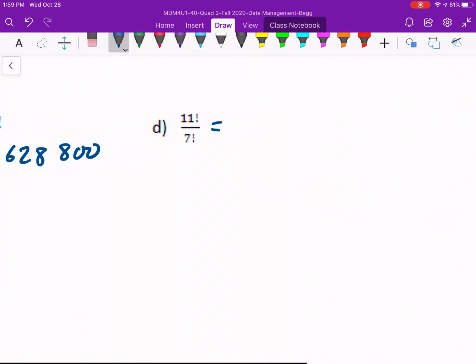We know that 11 factorial is equal to 11 times 10, well, let's use brackets since that's what I've already been using, times 10, times 9, etc., down to times 2 times 1.